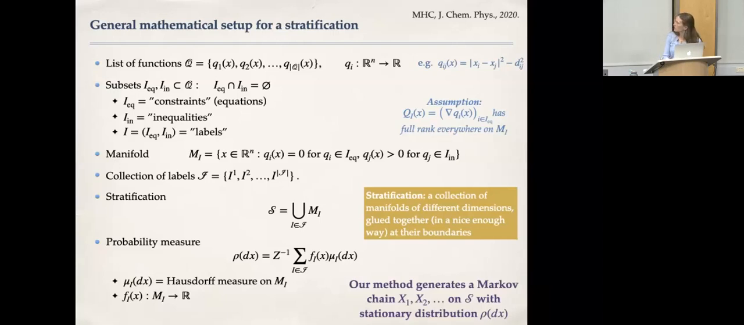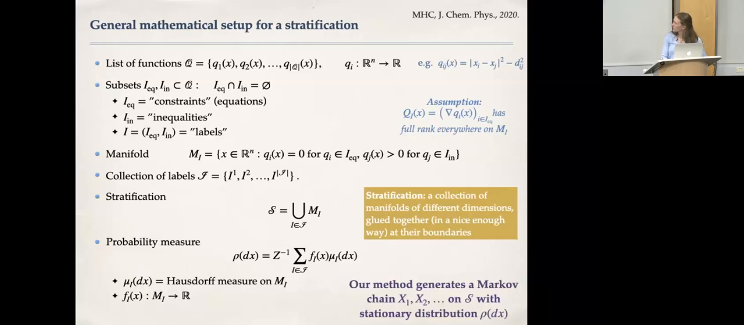Well, I'm going to start with a list of functions. For particles, these might be the functions that measure the distance between pairs or surfaces. And then to form one manifold, I identify some of these functions as constraints and some other functions as inequalities if I want to. Then I can form a manifold as the set of all points in configuration space such that the constraint functions equal 0 and the inequality functions are greater than 0.